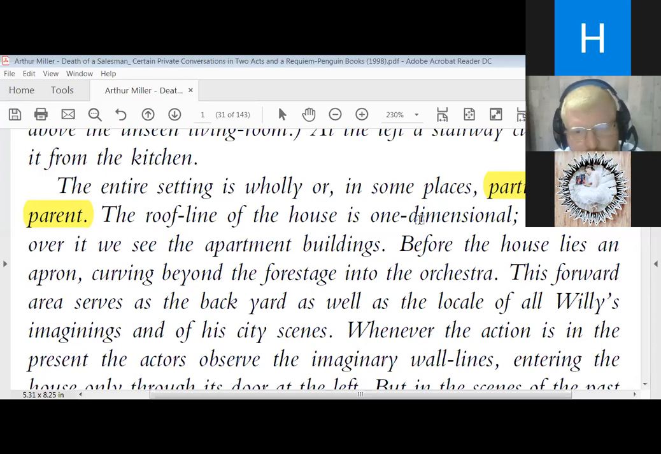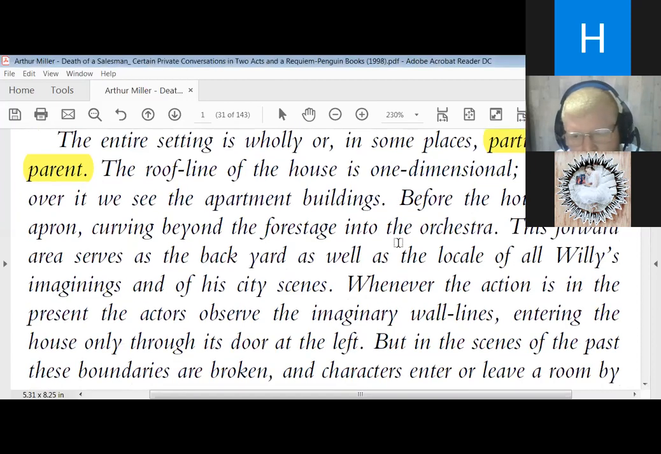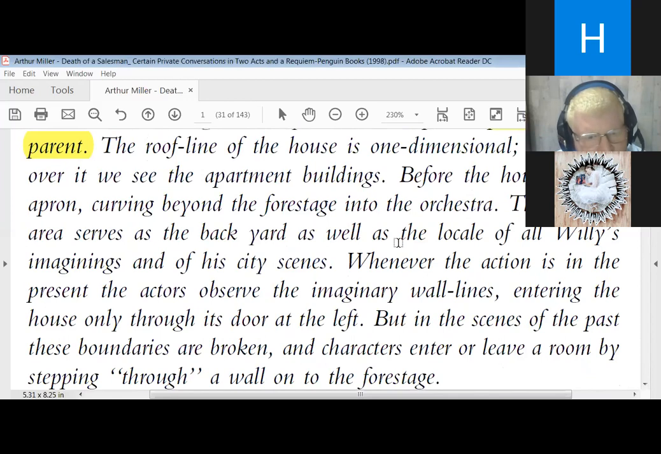The roof line of the house is one-dimensional. Under and over it, we see the apartment buildings. Before the house lies an apron, covering beyond the first stage in the orchestra. This forward area serves as the backyard as well as the locale of all Willy's imaginings and of his city scenes. Okay, so the scenes dealing with the city in the play and the imaginings that take place in Willy's mind are situated in the backyard.